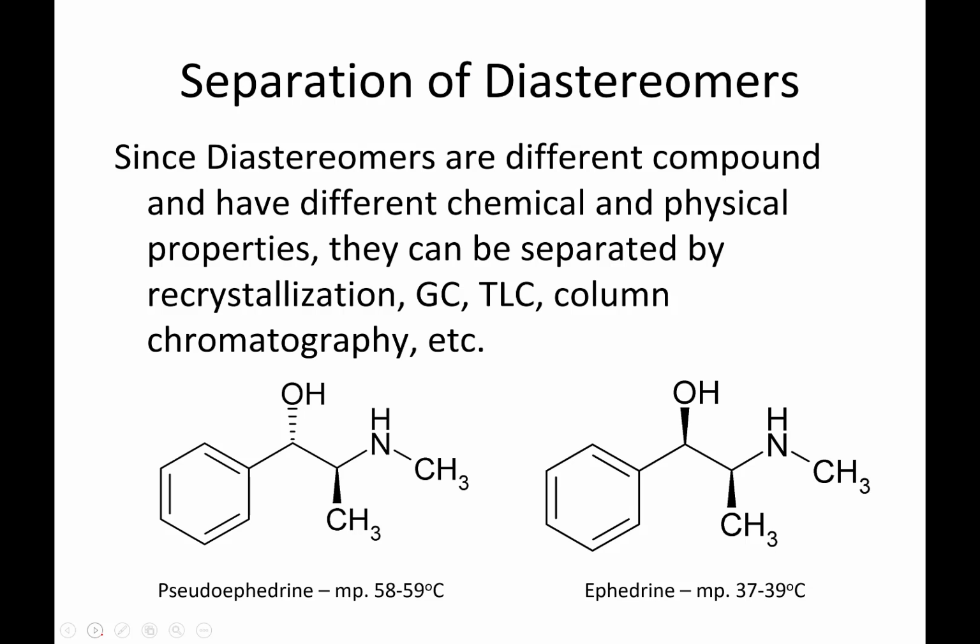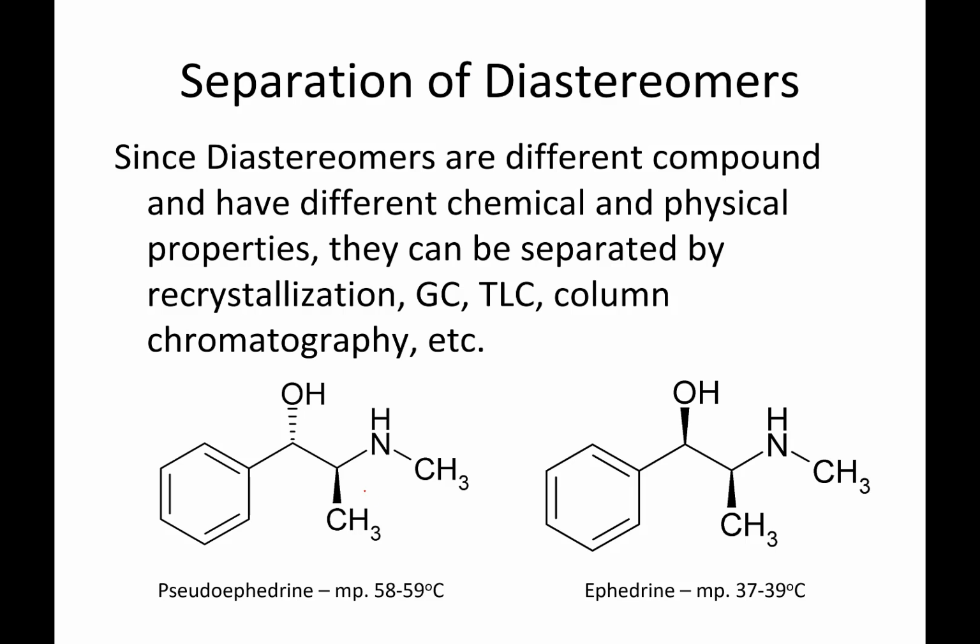Okay? Well, in order for us to do that, we need to understand the physical property differences of diastereomers. So diastereomers are completely different chemical compounds. They have different chemical and physical properties, and they can be separated by recrystallization, GC, TLC, column chromatography, etc. And here's an example of two diastereomers and how their melting points are different.